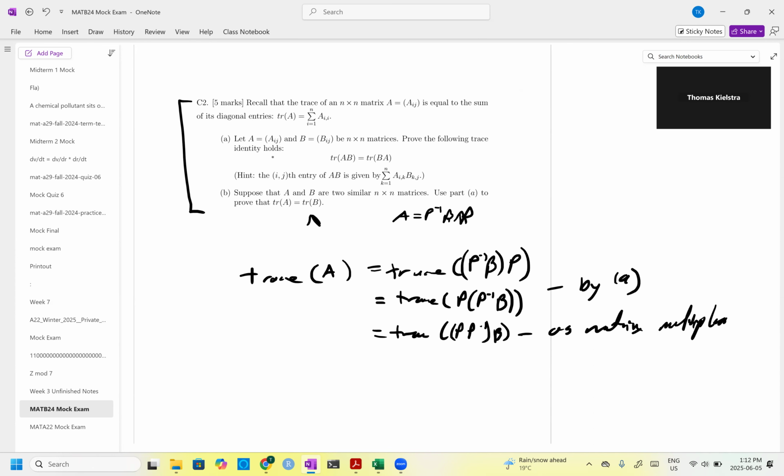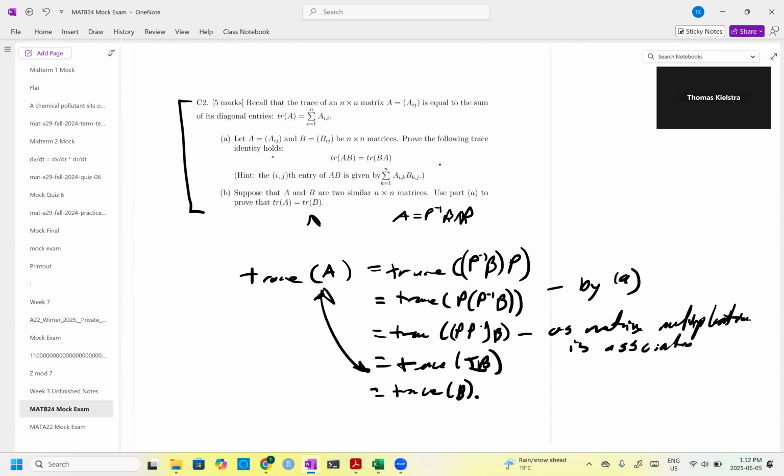This equals the trace of P inverse times B, as matrix multiplication is associative, which equals the trace of IB, because P times P inverse is the identity, which equals the trace of B. So similar matrices have the same trace, which is quite interesting.